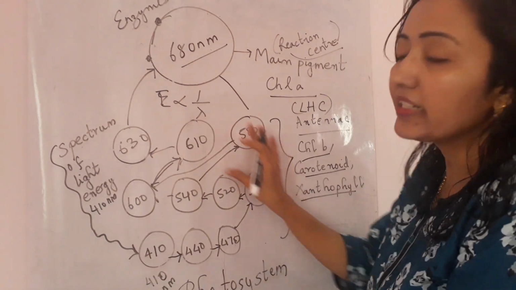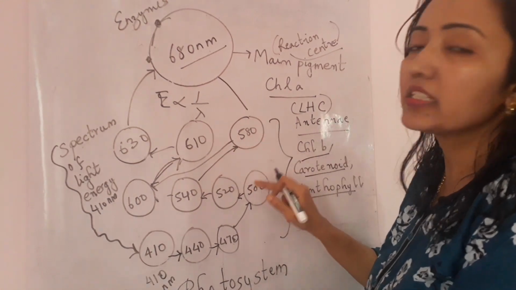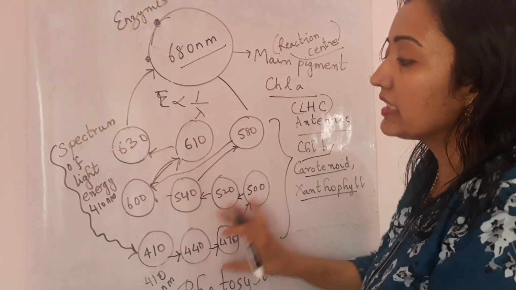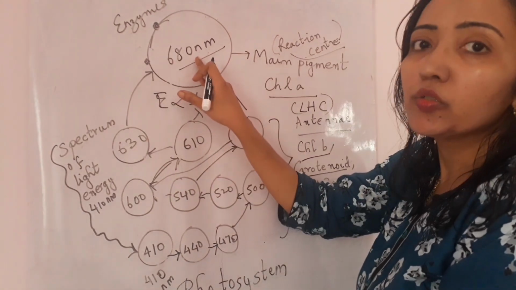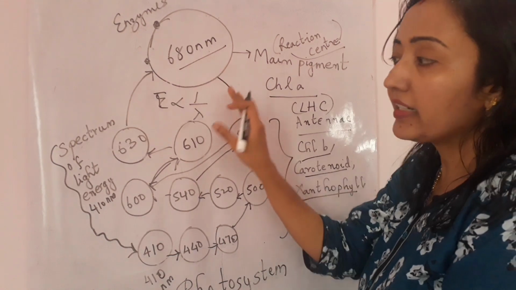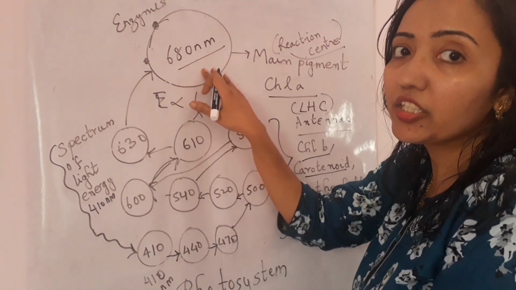It is known as light harvesting complex in this photosystem, and these pigments are bound to the membrane through some protein. So the antennae funnel their energy to the reaction center. The whole antennae funnel their energy to the main reaction center.